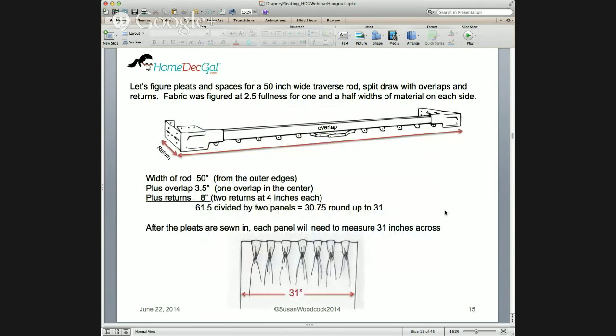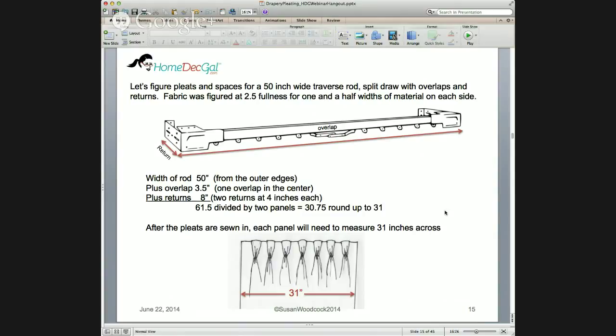So let's go up to a little bit larger window. How about a 50-inch wide traverse rod, split draw, with overlaps and returns. The fabric was figured at 2.5 times fullness, so there's 1.5 widths of material on each side. And we're going to measure the width of the rod.